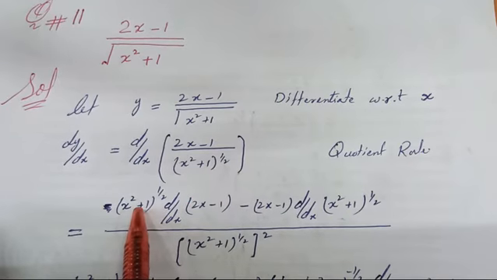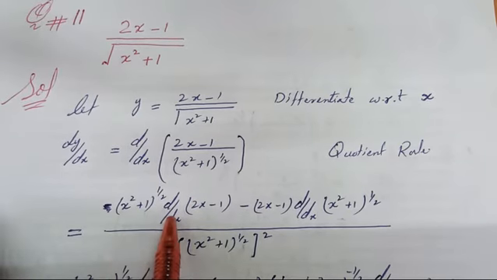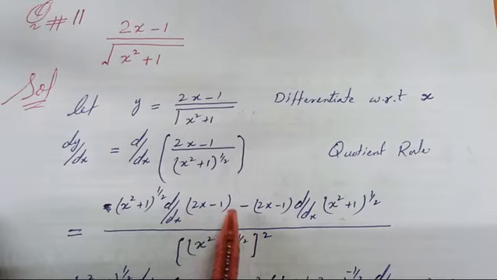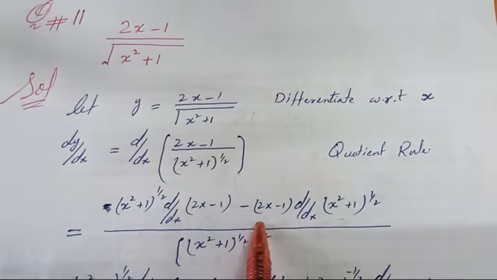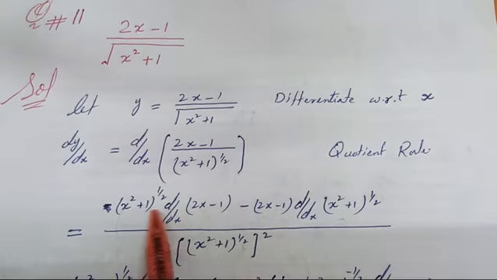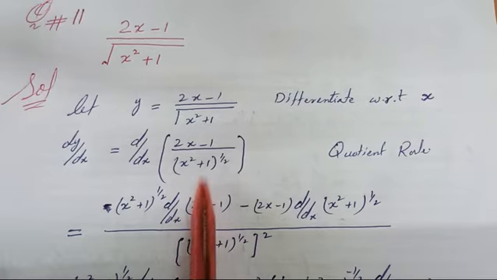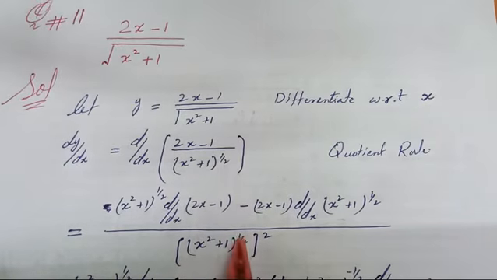First of all, write the denominator term, then the derivative of the numerator term minus the numerator term and the derivative of the denominator term, and all these terms are divided by the denominator term with the square of the denominator term.